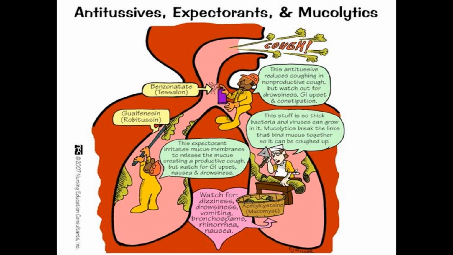The way that antitussives, expectorants, and mucolytics work is explained on this slide. It tells you that Tessalon is an antitussive and it decreases coughing. And then the second one it talks about is Robitussin. It's an expectorant and it increases mucus release to create a productive cough and get that stuff out. When the mucus is really thick, then bacteria start to grow. Bacteria equals a pneumonia. It also gives you some signs and symptoms of adverse reactions and side effects to watch out for.